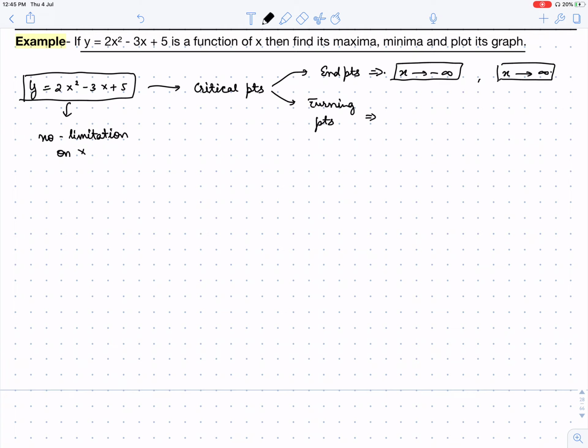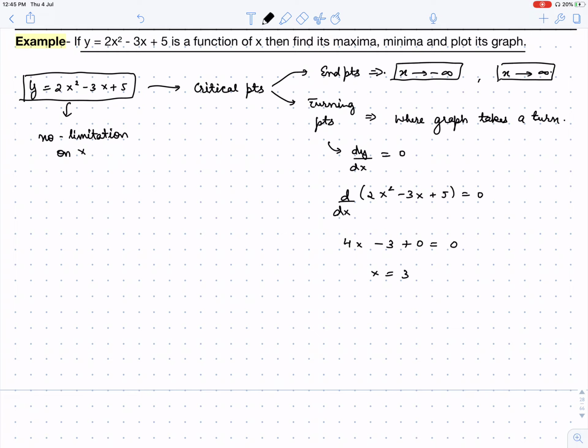And the turning points are the points where graph takes a turn. Now to judge these points, what we do is we find dy by dx and equate it to 0. dy by dx equal to 0 means d by dx of 2x square minus 3x plus 5 equal to 0. If you see the differentiation of it, 2x square would become 4x, 3x would become 3, 5 would become 0. This has to be 0. So turning point occurs when x is 3 by 4. So we have 3 points over here.